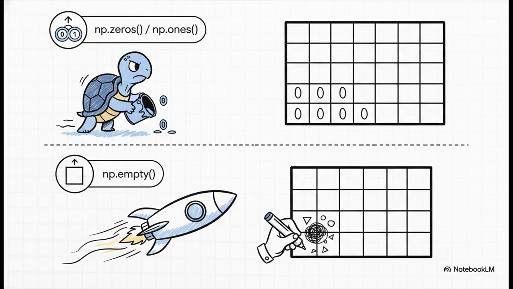So you're probably asking, why on earth would anyone use this? And the answer is just one word: speed. Because np.empty doesn't waste any time initializing those values to 0 or 1, it is the absolute fastest way to create a new array. You should only use it when you are 100% certain that your very next step is to fill in every single value of that matrix with your own data.